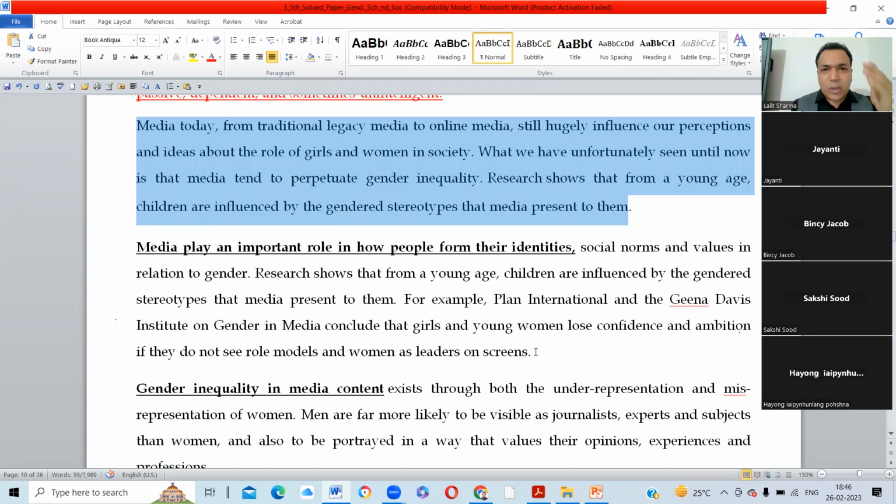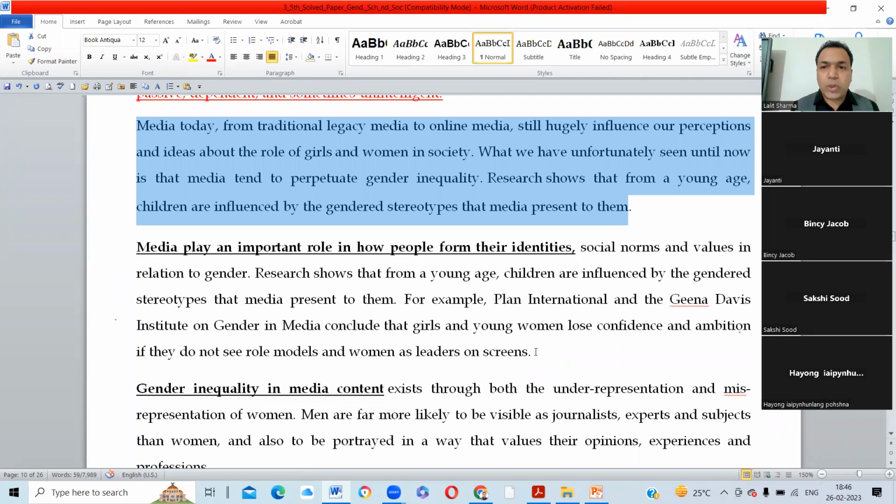That's why this is the role of the teacher, guys. Teacher should be a learner first. If you indulge yourself in media and others, because they are making money, they are minting money, right? And they are changing your perception, your ideas, right, guys? So media today, from traditional legacy media to online media, still hugely influence our perception and ideas about the role of girls and women in society.